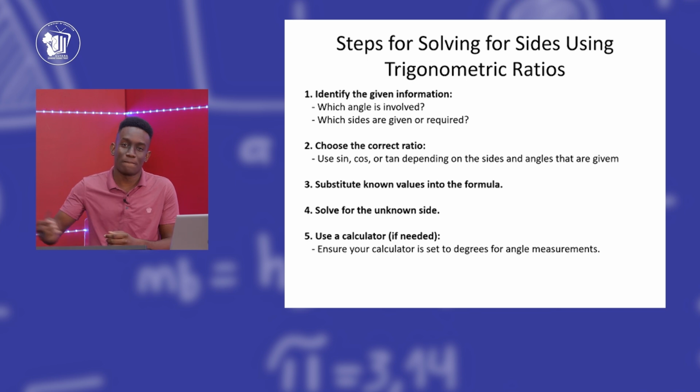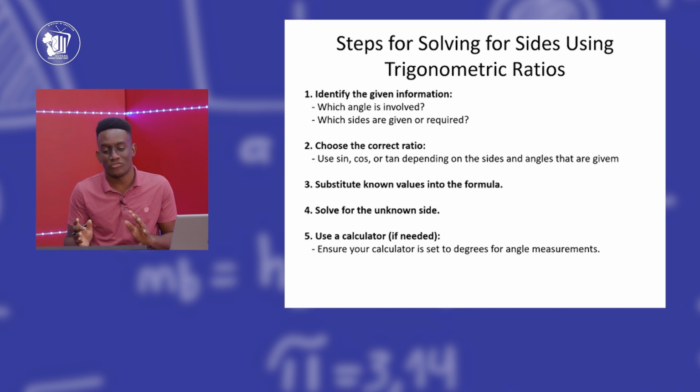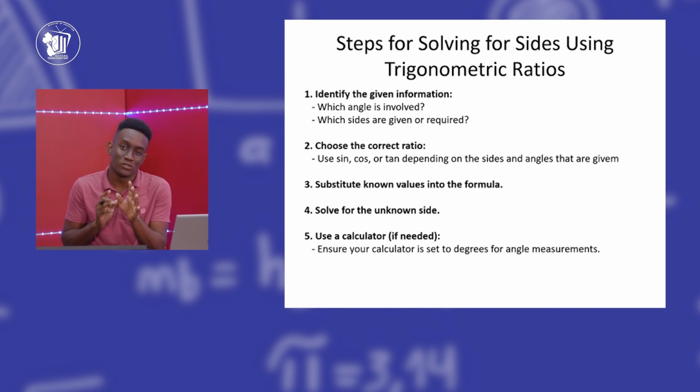So step 1, identify what is given and label your triangle. Step 2, choose the ratio. Step 3, substitute your values. And step 4, solve for the unknown. Before you can solve for the unknown, one thing alone must be remaining, so there should just be one unknown, and then you solve for that.